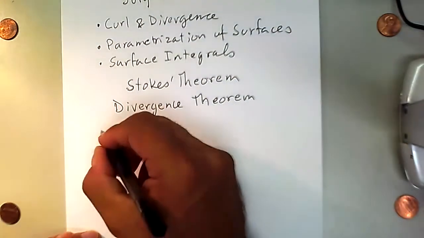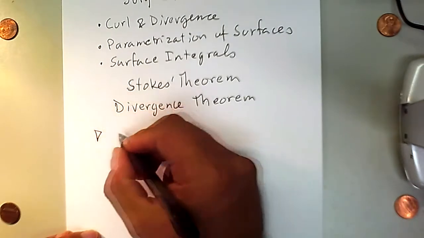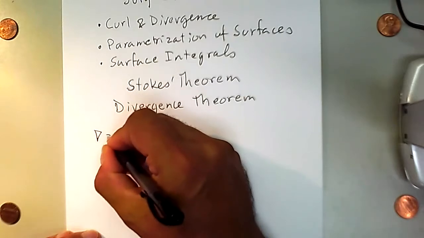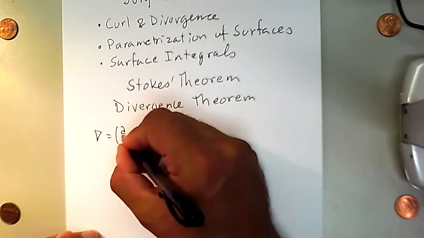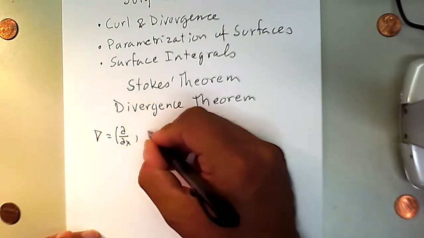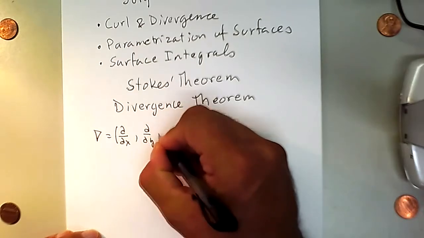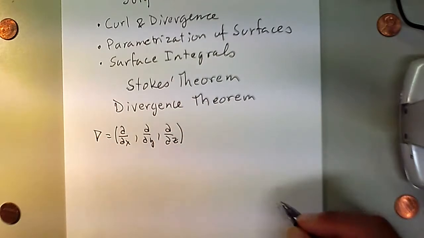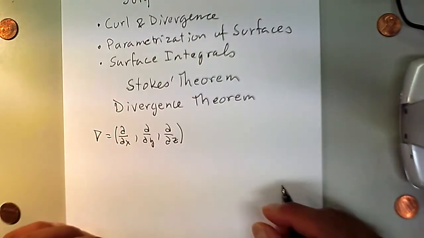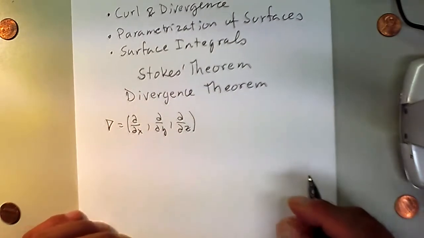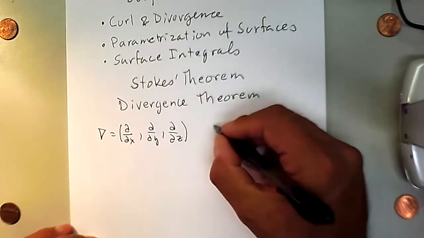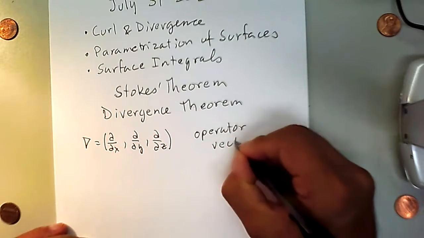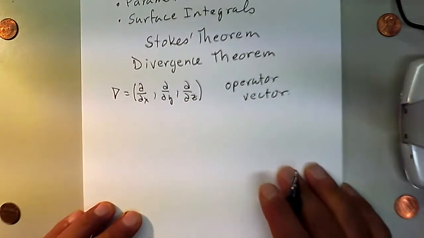First, let's define an operator, which happens to be a vector, and we're going to think of it as the derivative with respect to x, the partial with respect to y, partial with respect to z. And this is an operator vector. So it is going to do something to components of another vector. So again, this is an operator vector. Okay, it operates on other vectors.